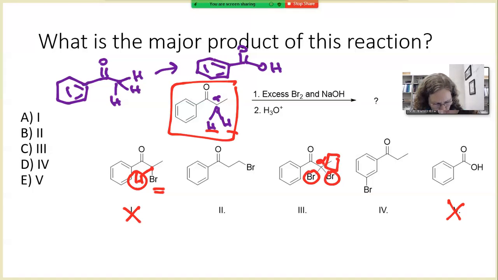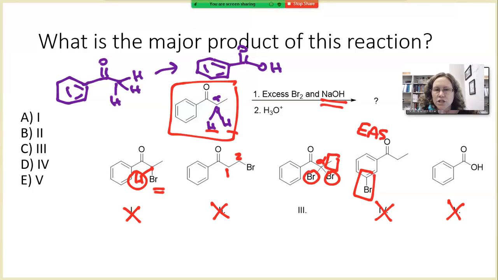Answer choices 2 and 4 are really just throwaway choices to some extent because we have here added a carbon to the molecule, which doesn't occur with this reaction. And over here, we've done like an EAS reaction, but it's not really EAS because we've got basic conditions. In EAS, the benzene ring would need to react with a strong electrophile in order to add that bromine meta. So the answer to this question is choice 3, which is C.